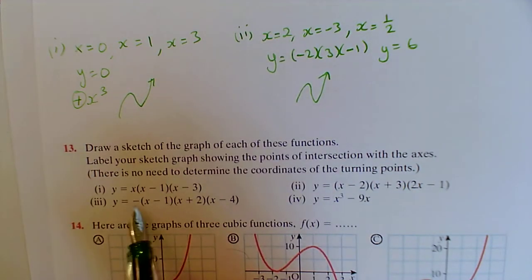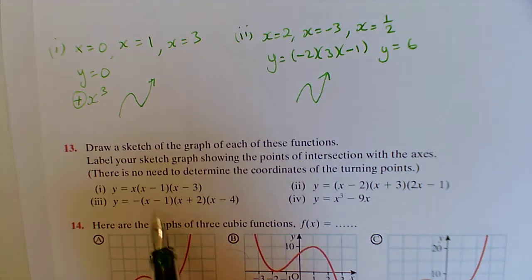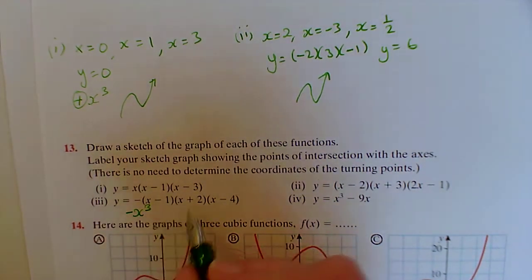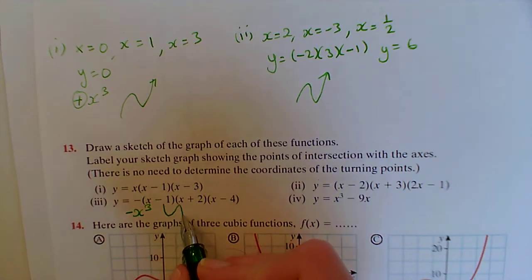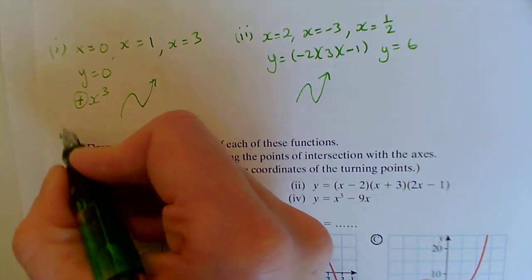Part 3 then, now look at this, we have a minus outside, okay? So when I multiply those x's together, the roots and the y-intercept and everything will still be the same, but when I multiply those things together, I'm going to get a minus x cubed. So I will have a shape that starts up and finishes pointing down. So the negative part there means that.